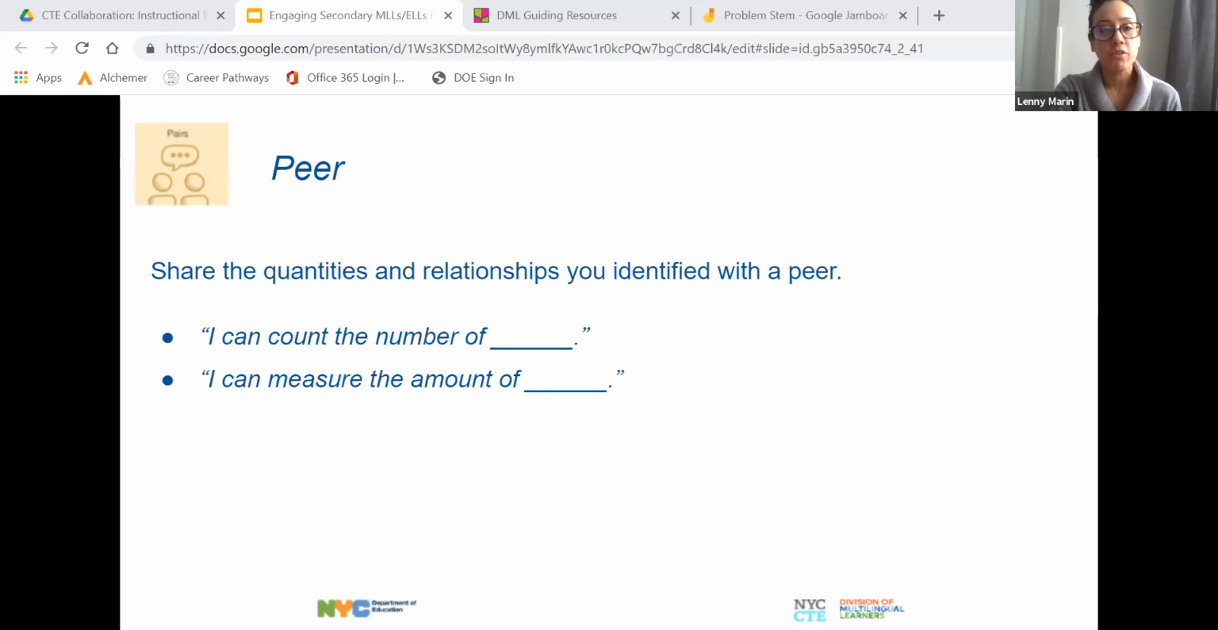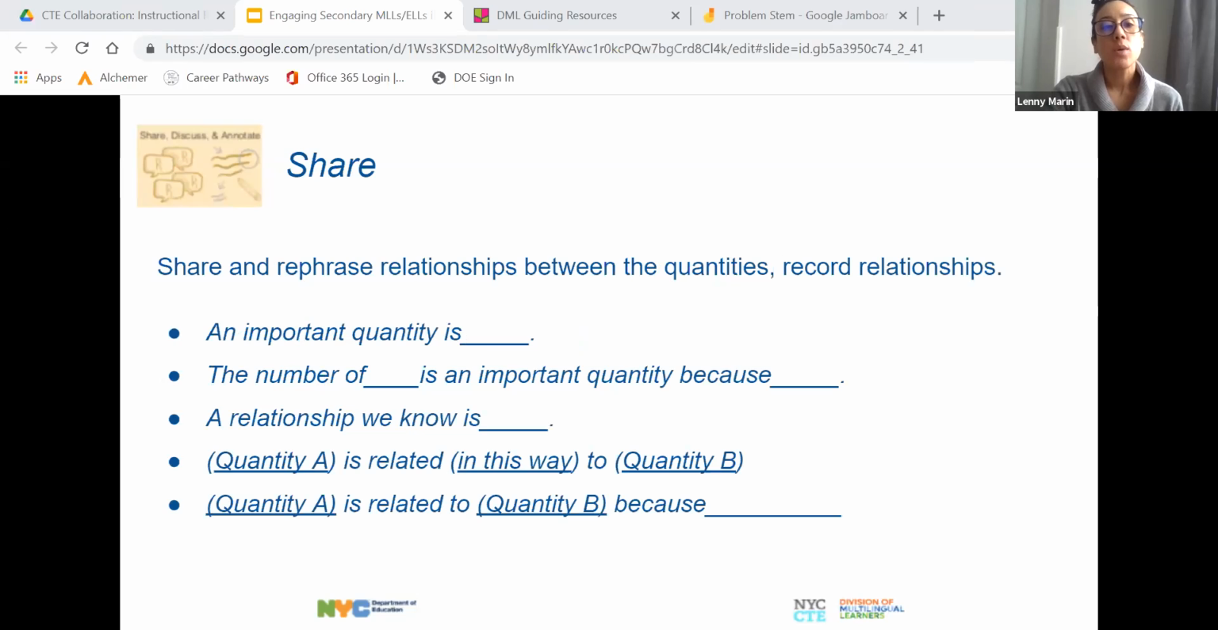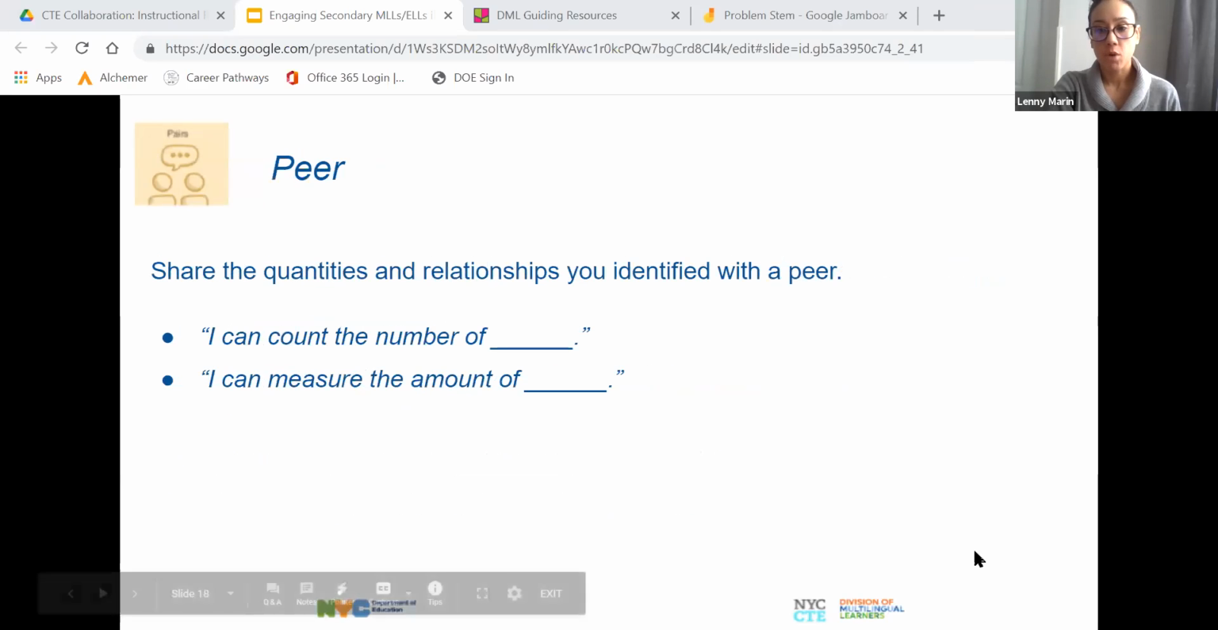And let me show this to you before you go out. You're going to come back to the group, and I'm encouraging you to rephrase how you heard the information from somebody else. There are also additional sentence stems here, like the number of blank is an important quantity because, and this quantity is related to this quantity in such a way. So just to give you a little bit more language when you come back, but for now in your breakout rooms, you're just sharing what can you count or measure in this problem.